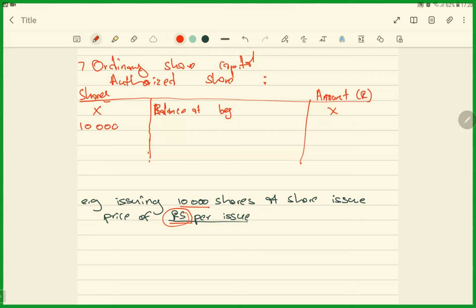When we record this in our ordinary share capital note, on the shares column we say 10,000 shares. Then in the middle column you tell us what is happening: additional shares at a share issue price of 5 Rand. Now we want to know the total value of those 10,000 shares. To find it, you take 10,000 and multiply by 5 Rand. That gives 50,000 rands. You record the 50,000 rands here. That is how we record issued shares. Okay.